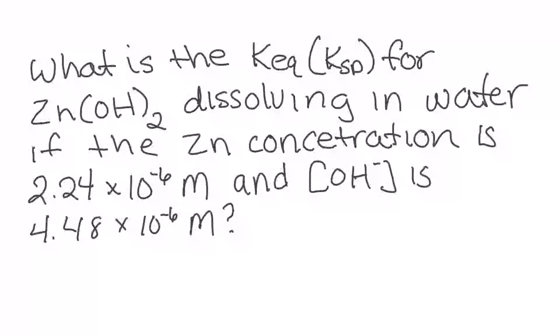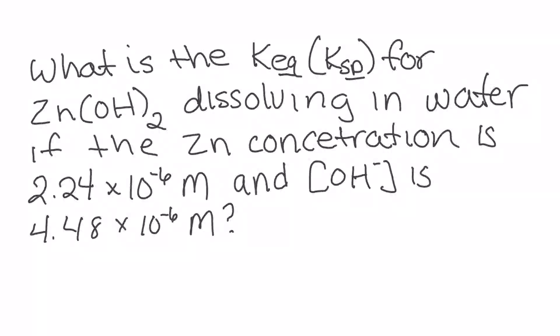Here's an example. What is the K equilibrium? And this one actually has Ksp. Sometimes they change the letters by the K to represent a special kind of equilibrium. So what is the K equilibrium, or Ksp in this case, for zinc hydroxide dissolving in water if the zinc concentration is 2.24 times 10 to the negative 6 molar and the hydroxide concentration, remember that brackets mean concentration, is 4.48 times 10 to the negative 6 molar.